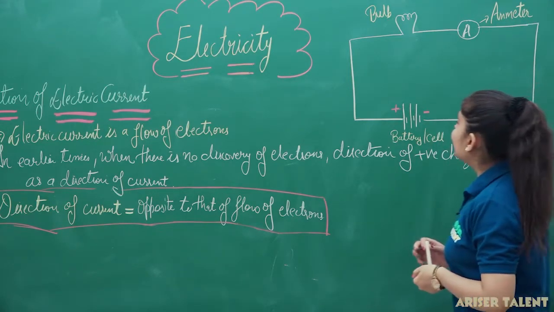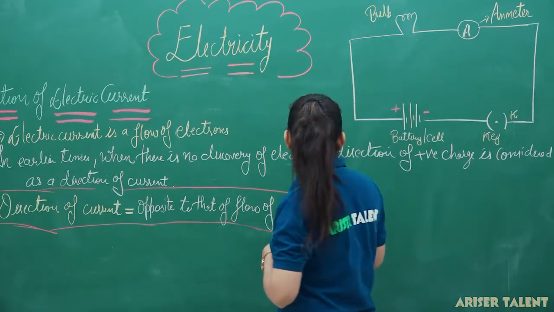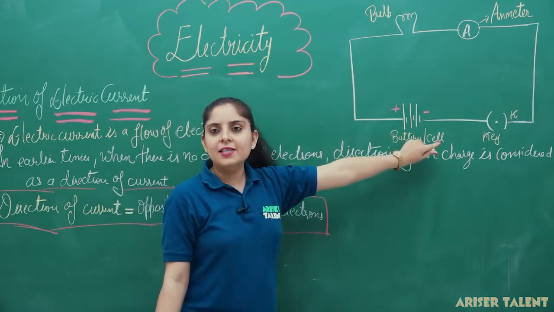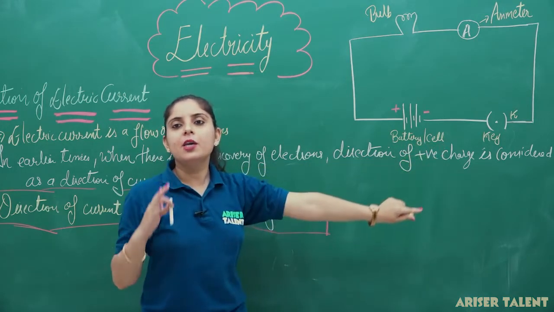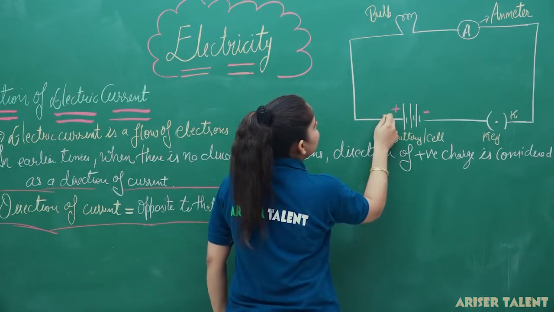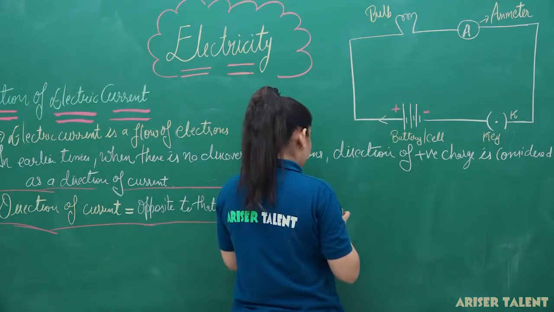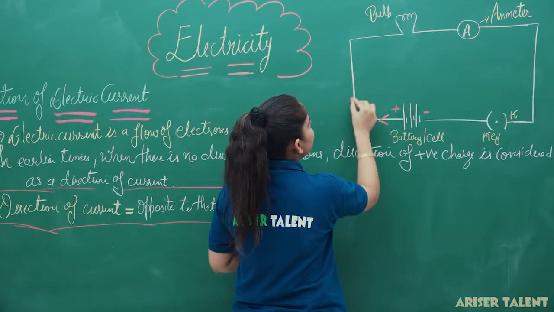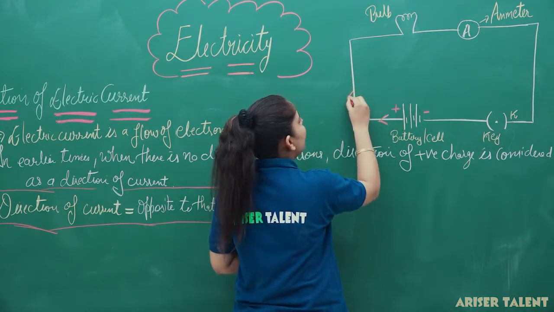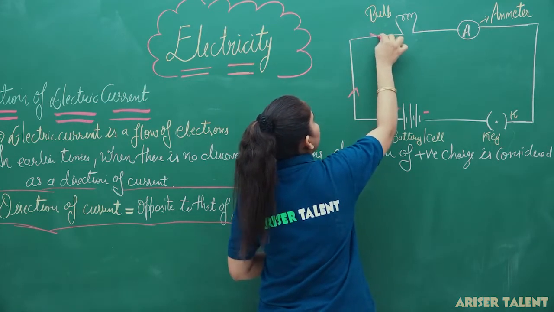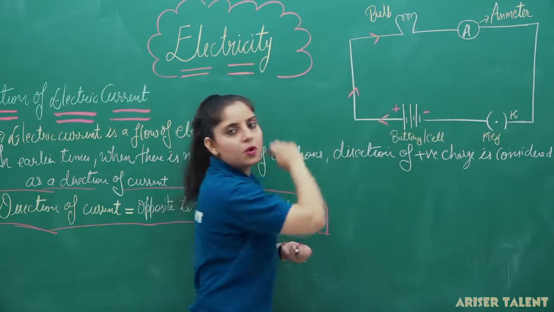So these are the specifications of a few of the symbols that I have used in this circuit. Now, as soon as the key is pressed, जैसे ही हम की को प्रेस करेंगे तो क्या होगा, इस बैटरी में से चार्जेस फ्लो करना स्टार्ट करेंगे. It means there will be the flow of positive charges, it means there will be the flow of electrons, but the direction of the current will be given from the positive side.